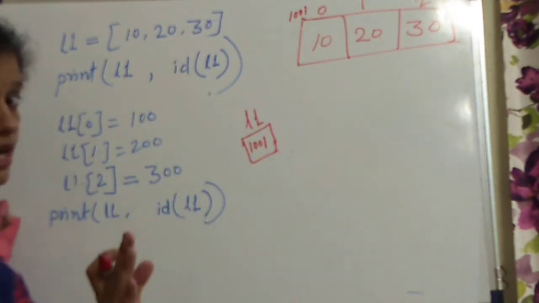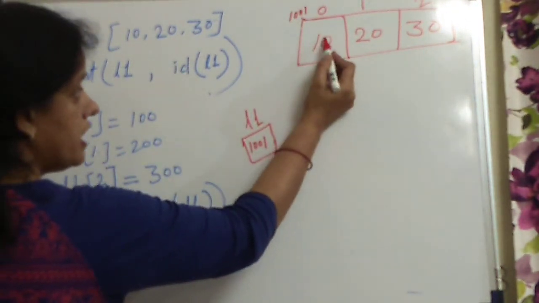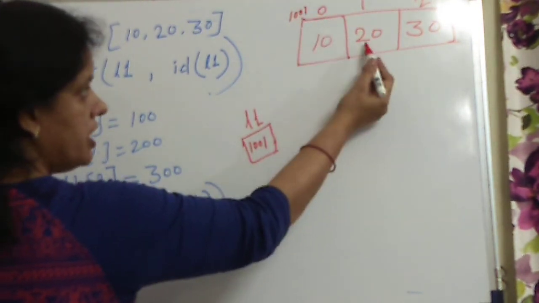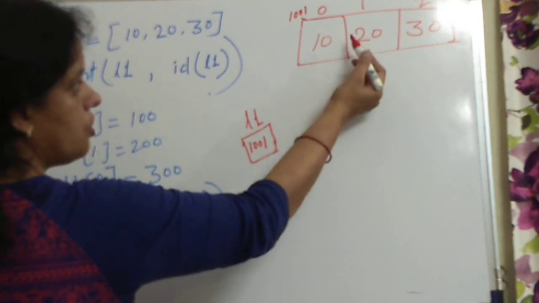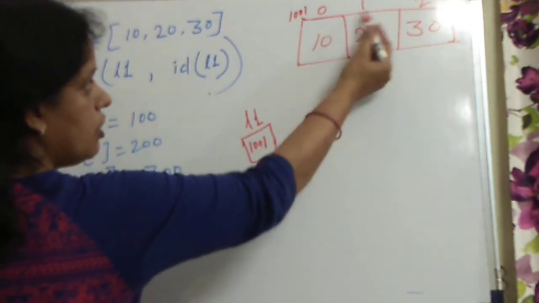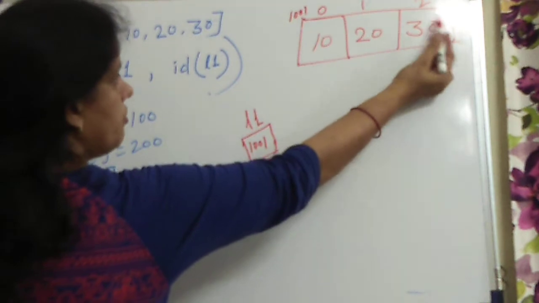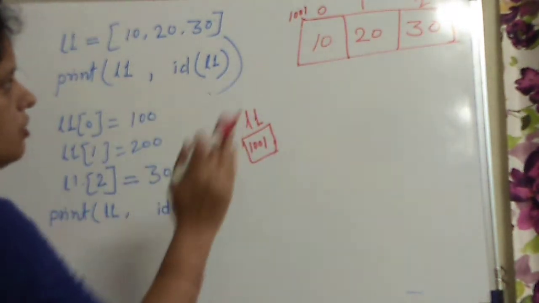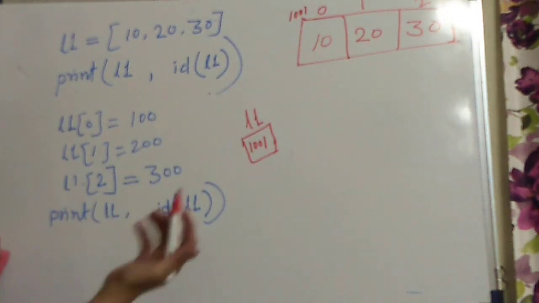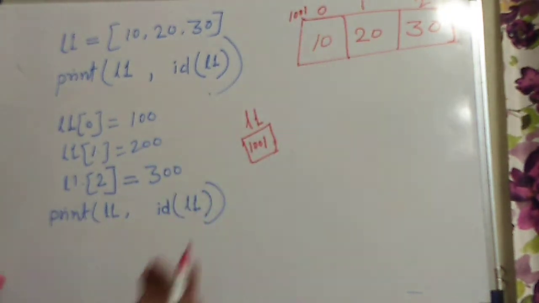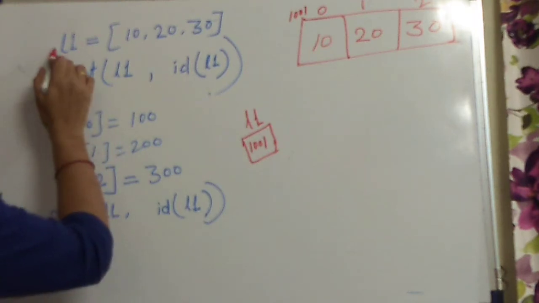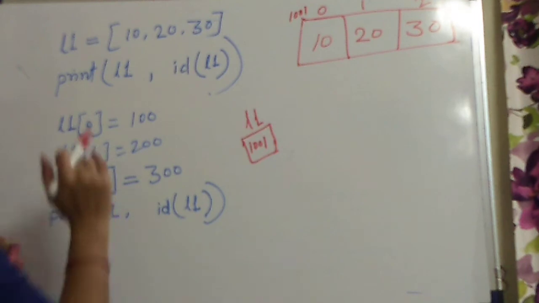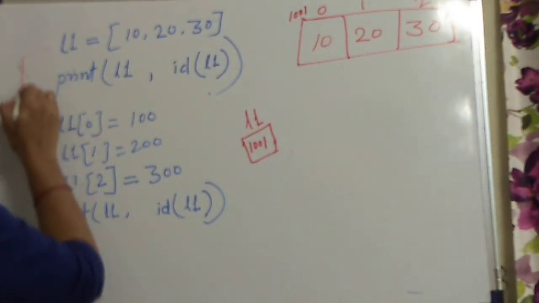One more thing I would like to tell you: if this 10 has the reference 1001, then definitely this block with 20 will also have some address, and this block will also have some address. I'll give you one example of how you can print it and show that yes, they have addresses. L1 has this value stored, occupying space in the memory.